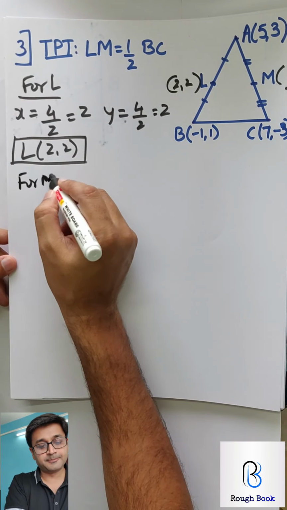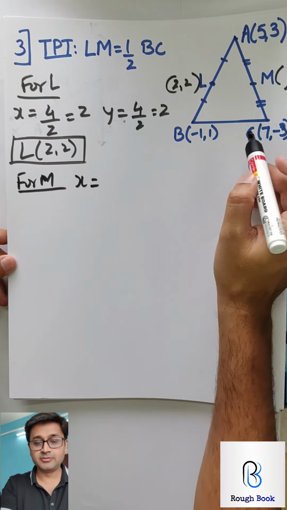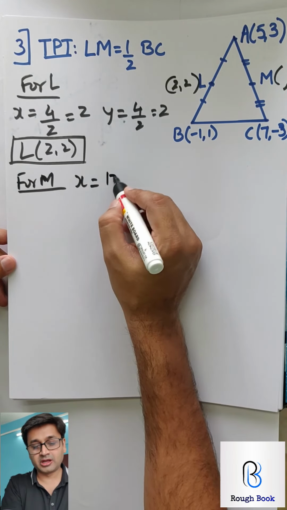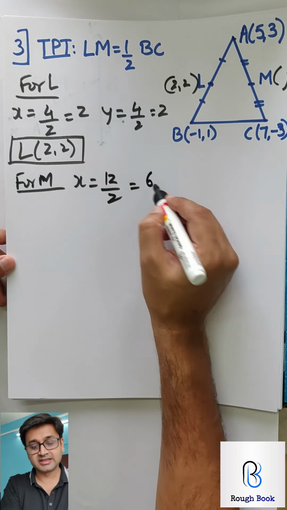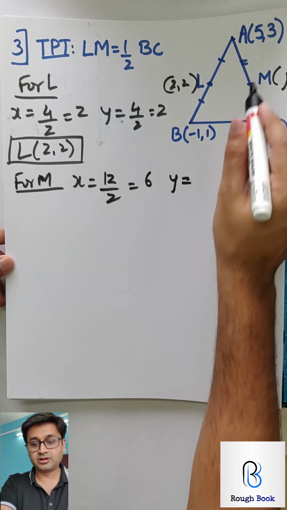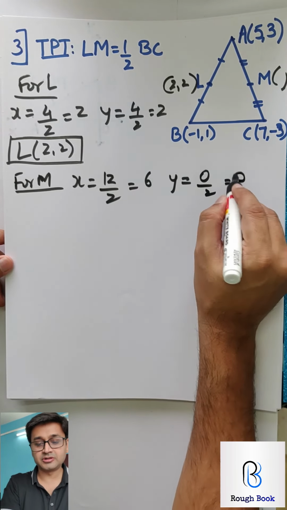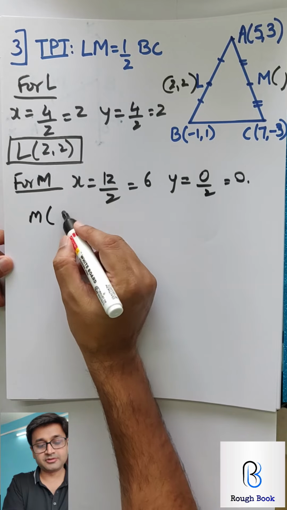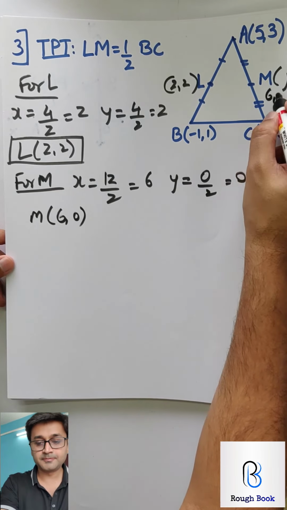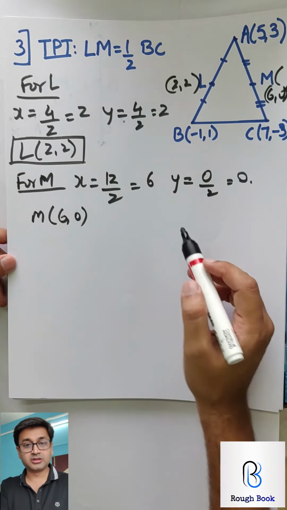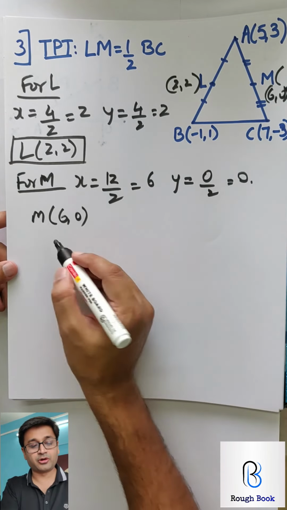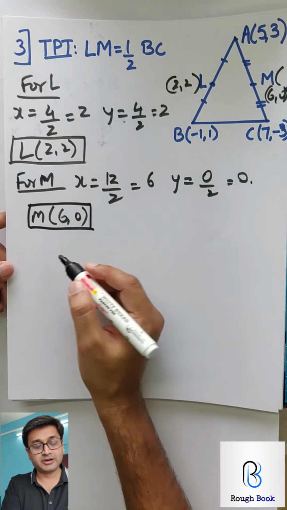Now for M, so x will be 5 plus 7, 12 by 2, that is 6, and y is equal to 3 minus 3, 0 by 2, so 0. So M becomes 6 comma 0. It's better you write all the steps, in fact the formula also. I am not writing it because I don't have enough place.